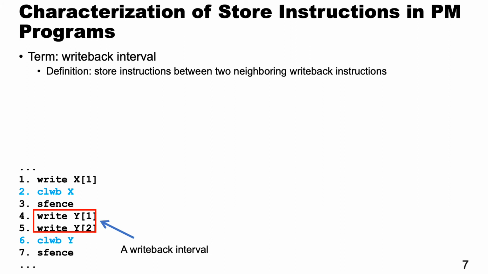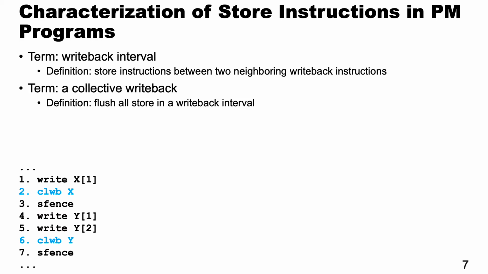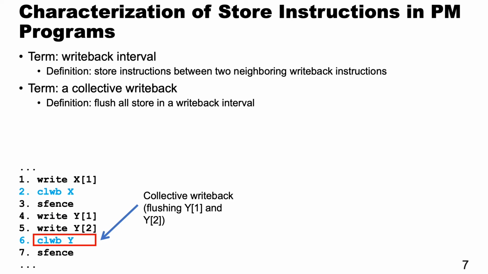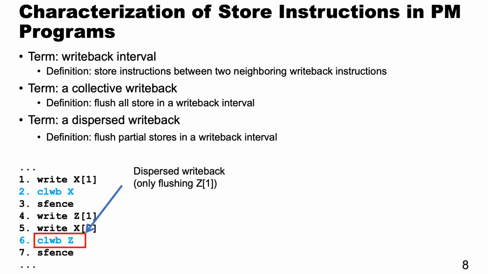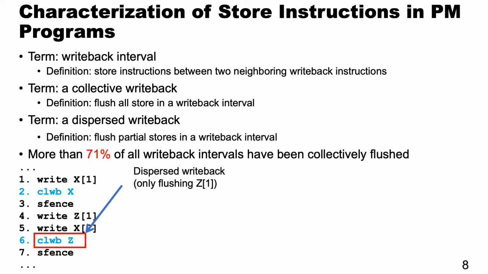Then we study the characterization of store instructions in PM programs. We first split store instructions into intervals by write-back instructions. Stores between two neighboring write-back instructions form a write-back interval. If a single write-back persists all stores in the write-back interval, we call it a collective write-back. If a single write-back only persists partial stores in the write-back interval, we call it a dispersed write-back. As a result, more than 71% of all write-back intervals are collectively flushed.